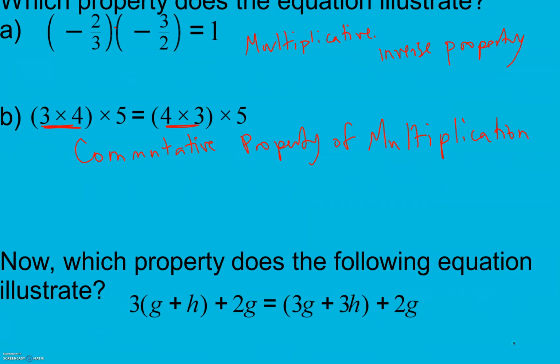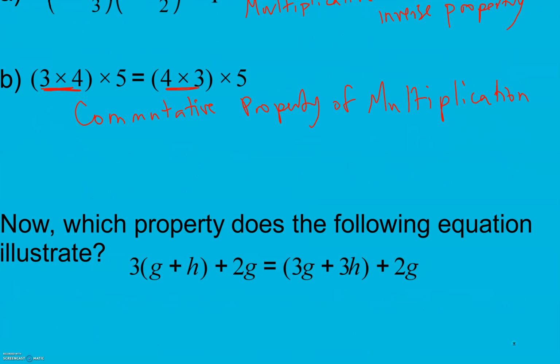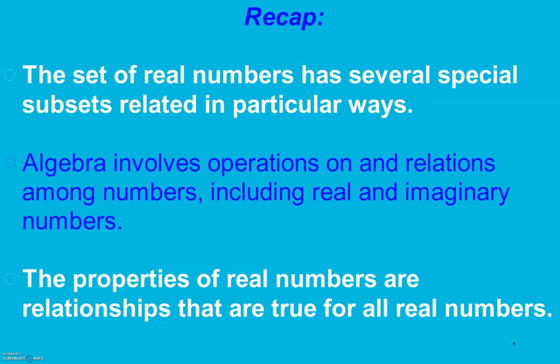If we look here, guys, the only thing that changed, our order didn't necessarily change. We have G, then H, then 2G. But what changed are the pieces themselves. So 3 moved from outside to inside with both things. This is the distributive property. Take some time to get comfortable with those properties on page 14. Those are going to be really helpful moving forward.